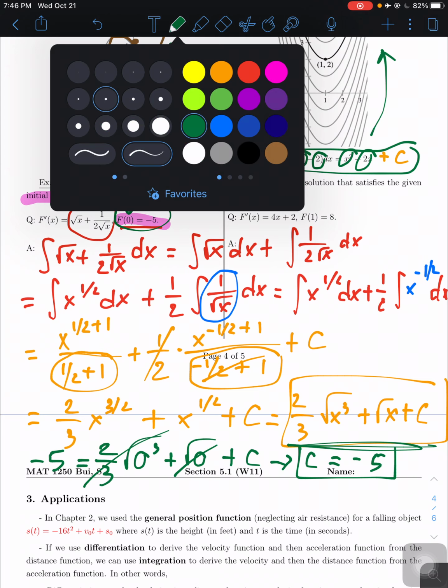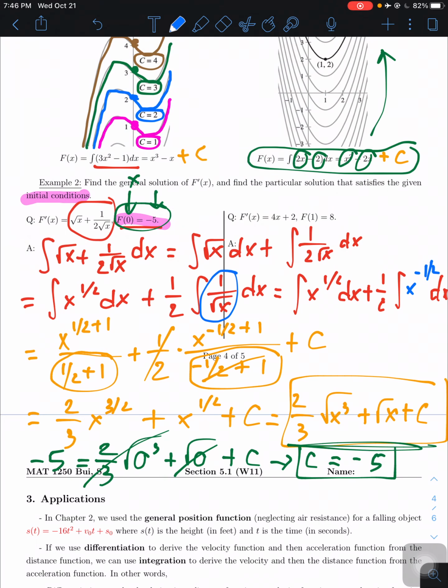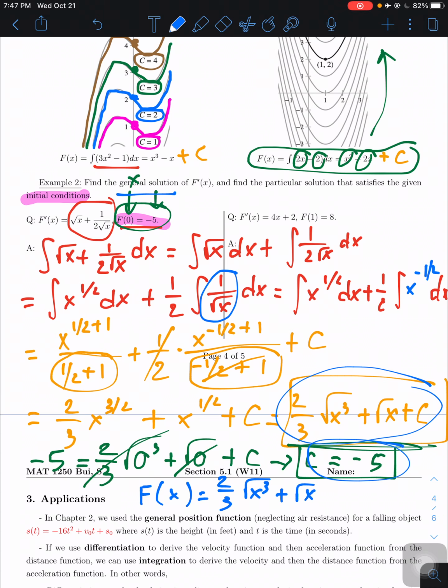And then the final answer of this question, we're going to have f of x, because the question is asking us to find it. The general solution of f prime in here would be just f of x equals, I'm going to copy this one down, but replacing c by -5. So it goes like 2/3 square root of x cubed plus square root of x minus 5. And this is it. In a test, you don't have to box everything, but this is the final answer I'm looking for.